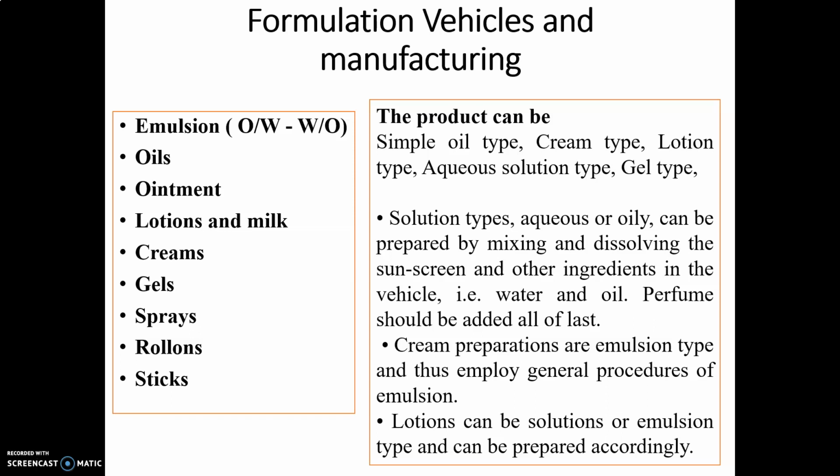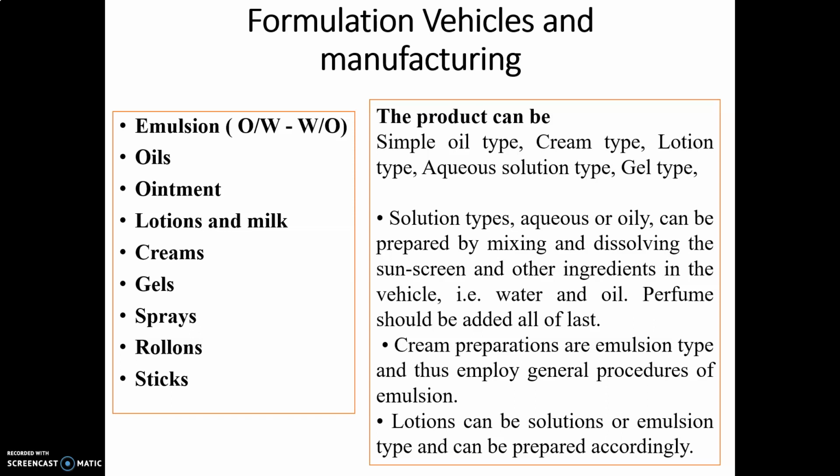These sunscreen products are available in the market in various forms. We can formulate them into emulsion forms, which may be O/W or W/O emulsions, so you can formulate creams, lotions, etc. Some are available as oils, which we can use as a sunscreen as they are. Then some are converted into ointments. As I said, lotions and milks are available. Creams can be there. You can use gel forms and spray forms. Nowadays, roll-ons and sticks are also available as sunscreen products.